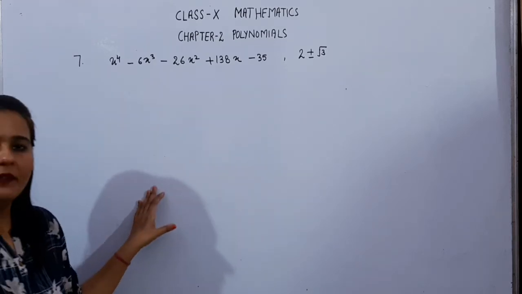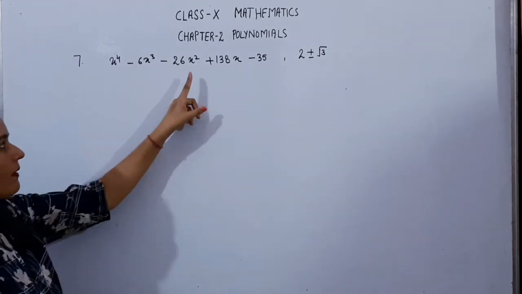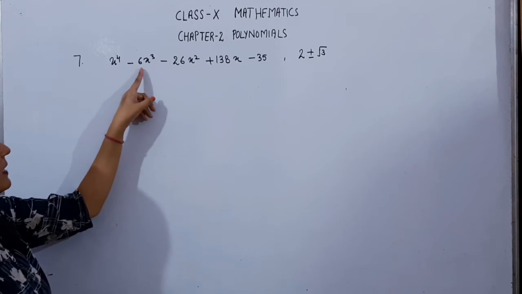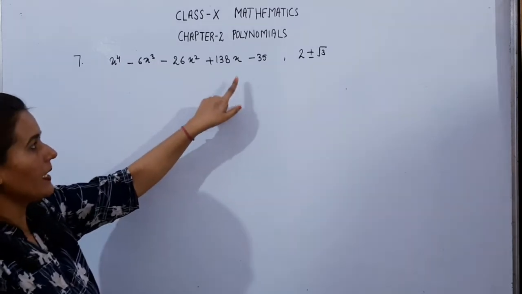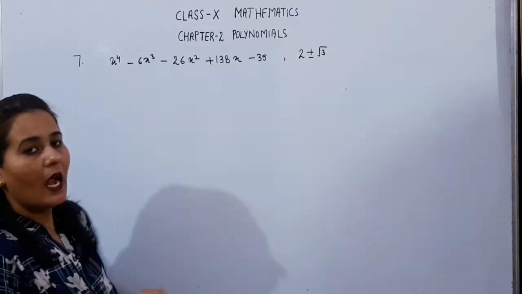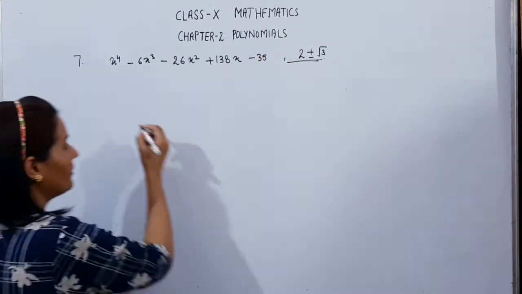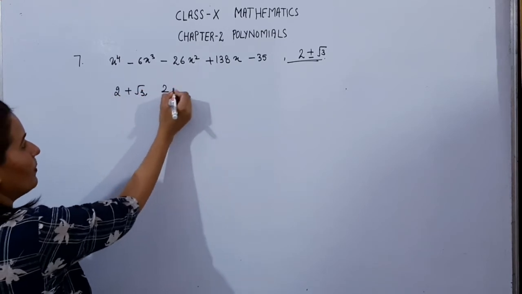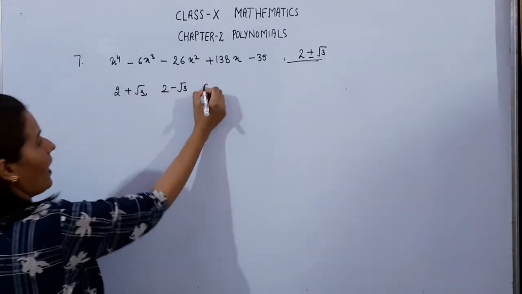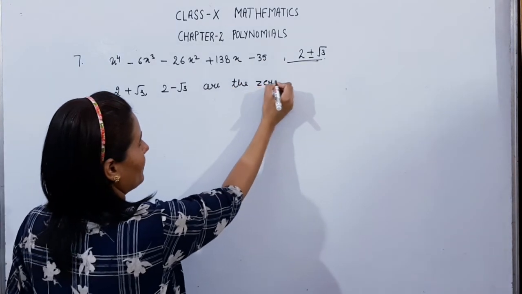Question number 7 of worksheet 1. Here you are given one biquadratic, x4 minus 6x cube minus 26x square plus 138x minus 35, and two of its zeros are given. Which ones? 2 plus root 3 and 2 minus root 3 are the zeros of this polynomial.